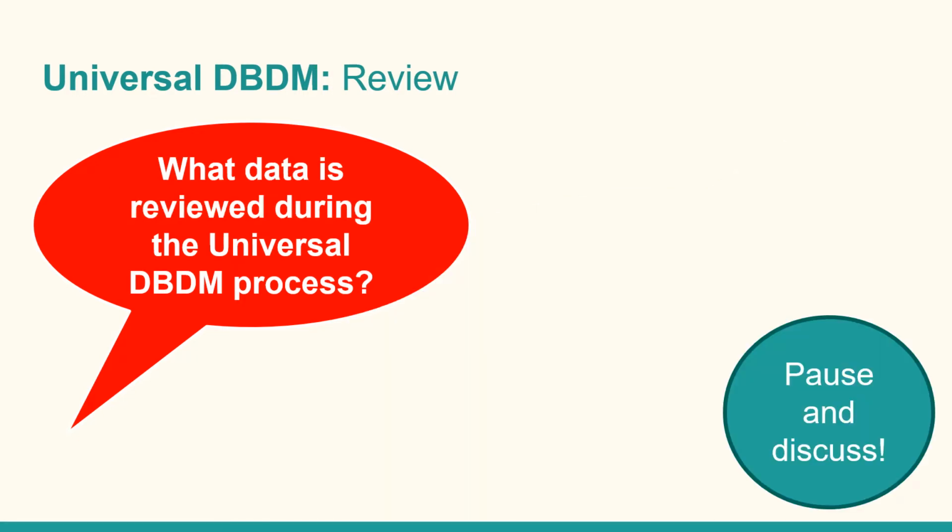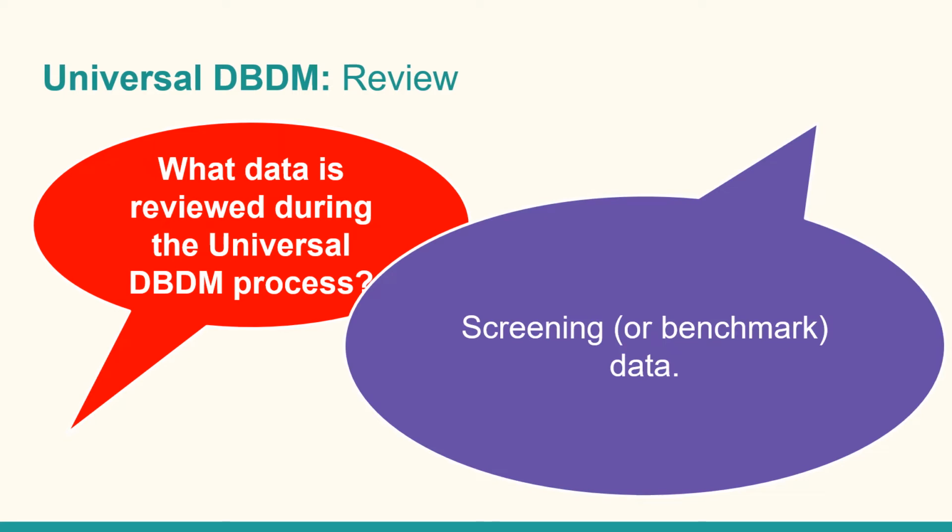Next, what is reviewed during the Universal DBDM process? Pause and discuss. During the DBDM process, teams should review screening data. It is ideal to have multiple data sources for each subject area, so decisions about student interventions are not based on one assessment. However, if you're benchmarking in multiple subject areas, you risk over-assessing students.